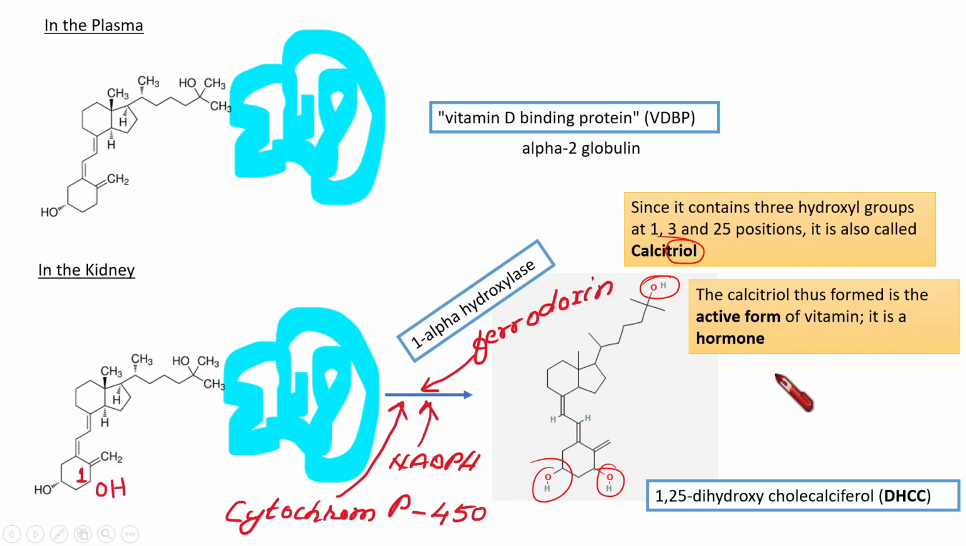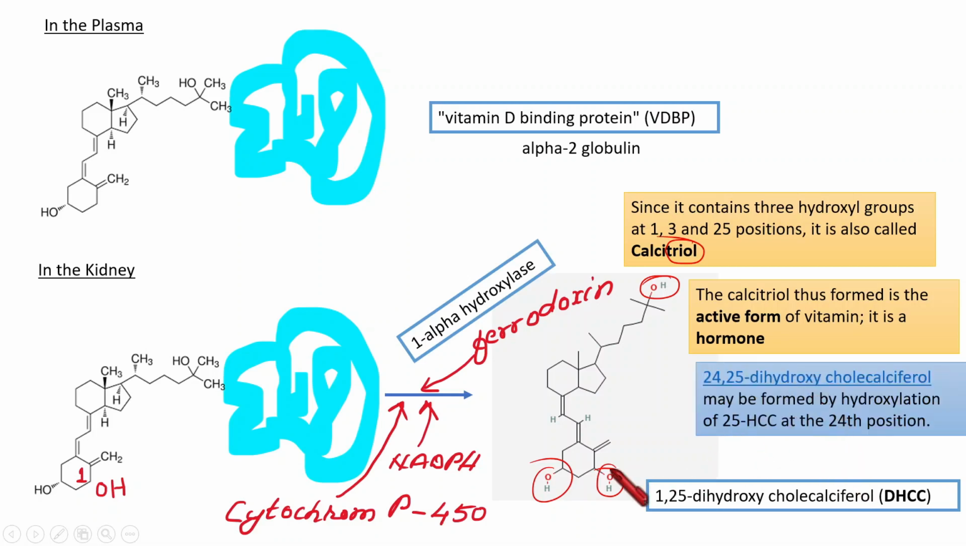Okay, in that way, activation of vitamin D happens. Sometimes, instead of hydroxylation of the first carbon, the 24th carbon undergoes hydroxylation. And what compound is formed at that time? 24,25 dihydroxycholecalciferol can also form from this compound. So in this way, the activation of vitamin D happens. This is the process. I hope it's clear to you.